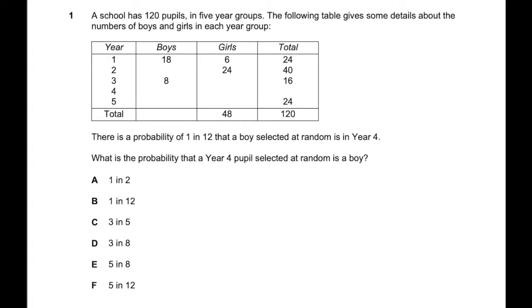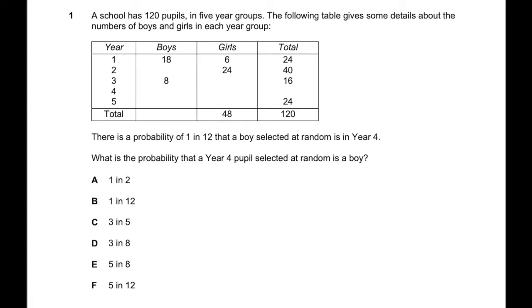There are a total of 120 pupils at the school. From the table, we know that of these 120 pupils, 48 are girls. Therefore, there must be 120 minus 48 equals 72 boys in the school. As there is a probability of 1 in 12 that a boy selected at random is in year 4, then 1 over 12 of the total number of boys must be in year 4. Therefore, there are 72 divided by 12 equals 6 boys in year 4.